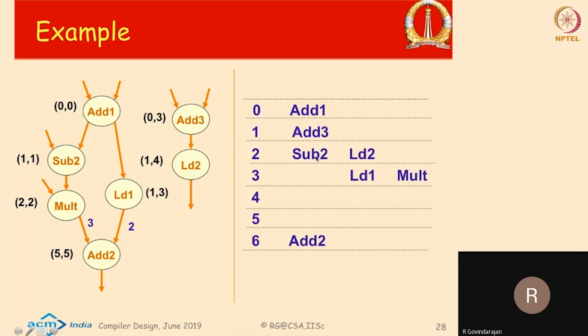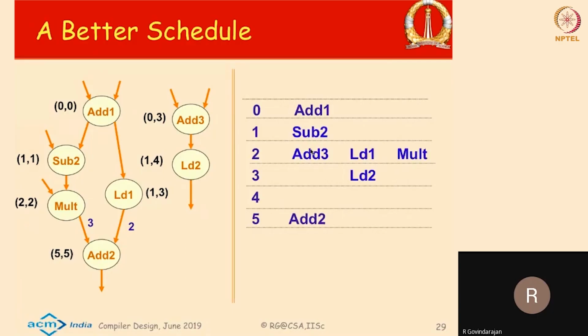But instead, if I have scheduled subtract 2 instead of add 3 first, I would actually get a better schedule. For example, if I have scheduled add 1 and then subtract 2, then multiply can be scheduled 1 cycle earlier, and therefore the add also can be scheduled 1 cycle earlier. This add, which is not in the critical path, is scheduled 1 cycle later in cycle 2, and the dependent load instruction is scheduled in the next cycle, but anyway, the load completes before the add completes or whatever.